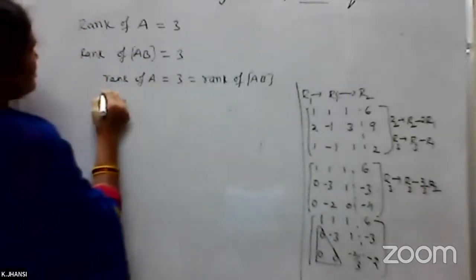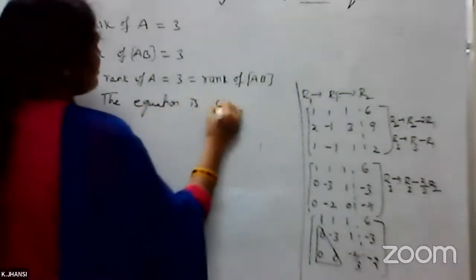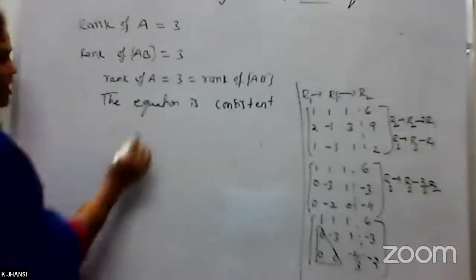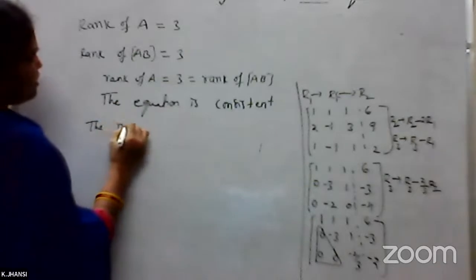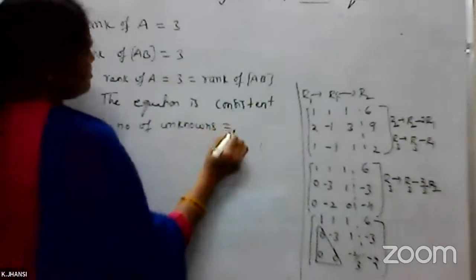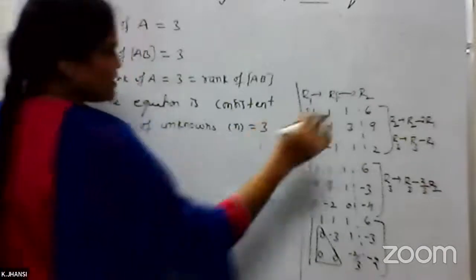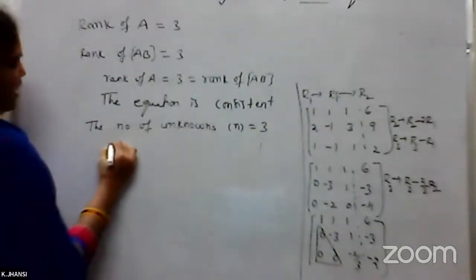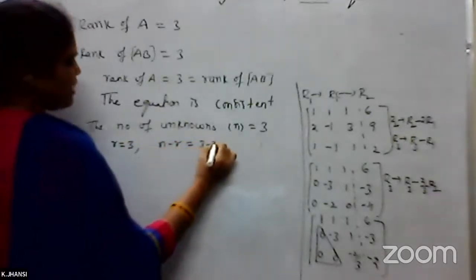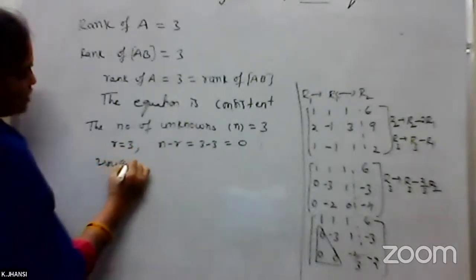So here the equation is consistent. Okay, but because both are same, and here the number of unknowns, that is n, is equal to 3, x, y, z, no? So n is equal to 3 and here r equals 3. So n minus r is equal to 3 minus 3, that is 0. You will get only a unique solution.